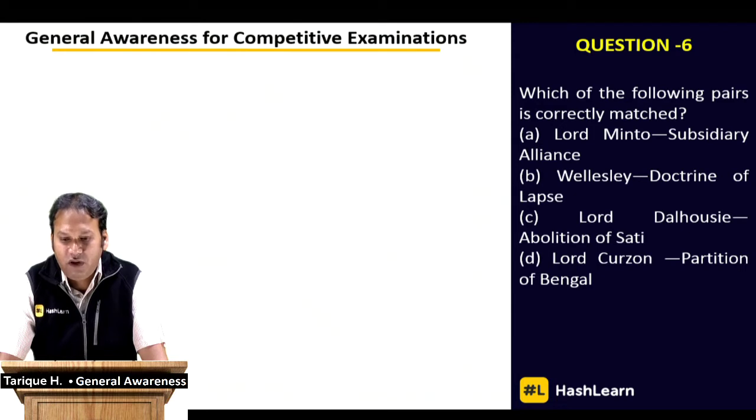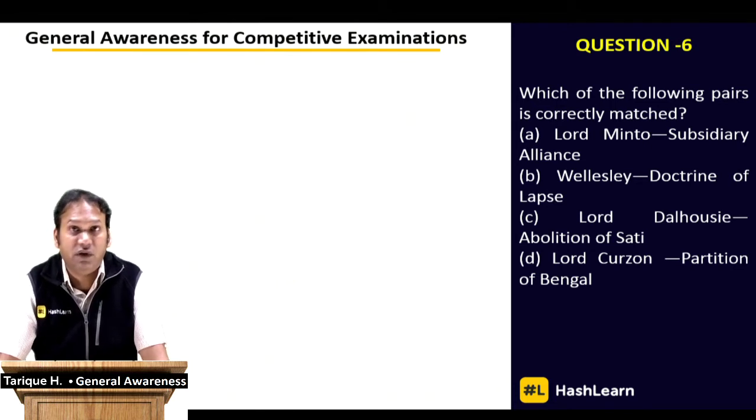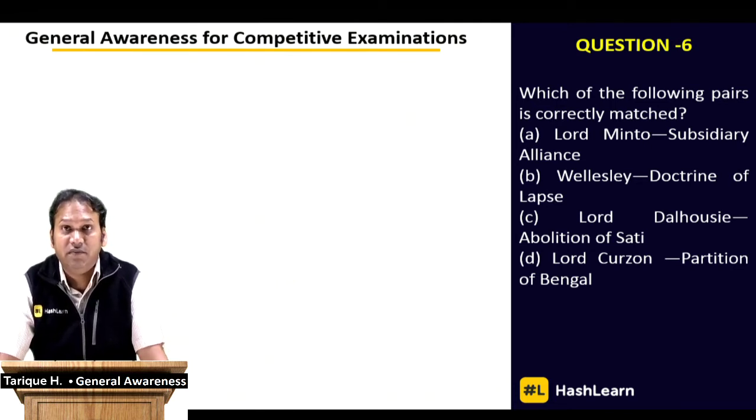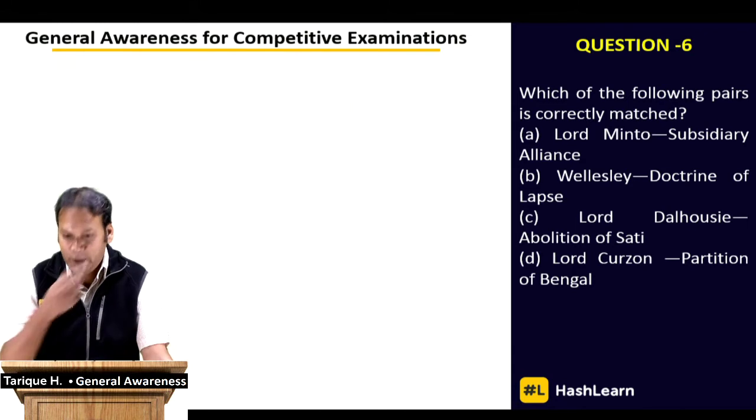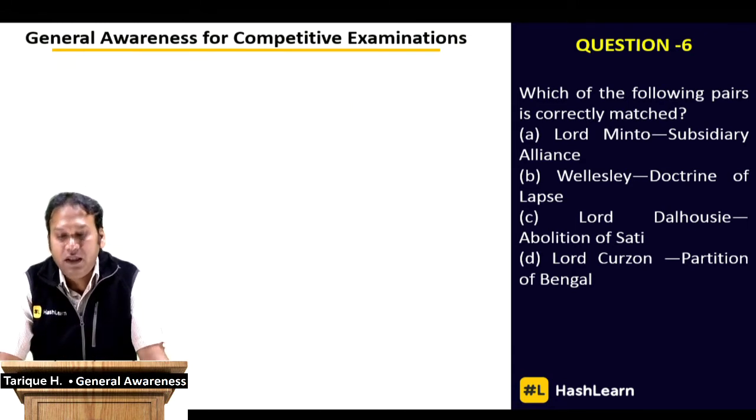So, which of the following pairs of lords and the actions or policies that they executed in our country, which had a great impact on the Indian national movement overall, is correctly matched? The correct answer here is answer option D, that is Lord Curzon and the partition of Bengal.